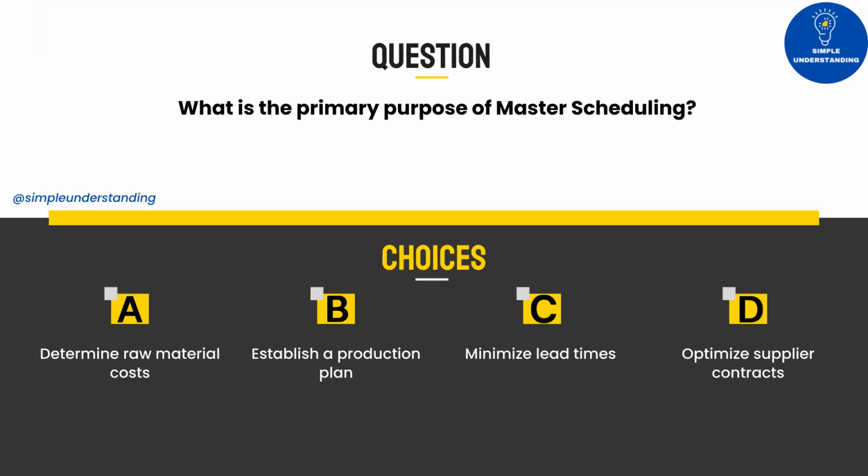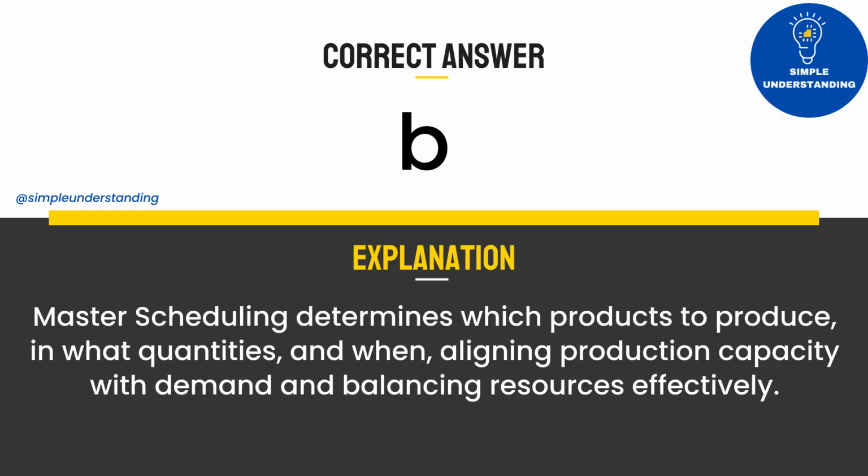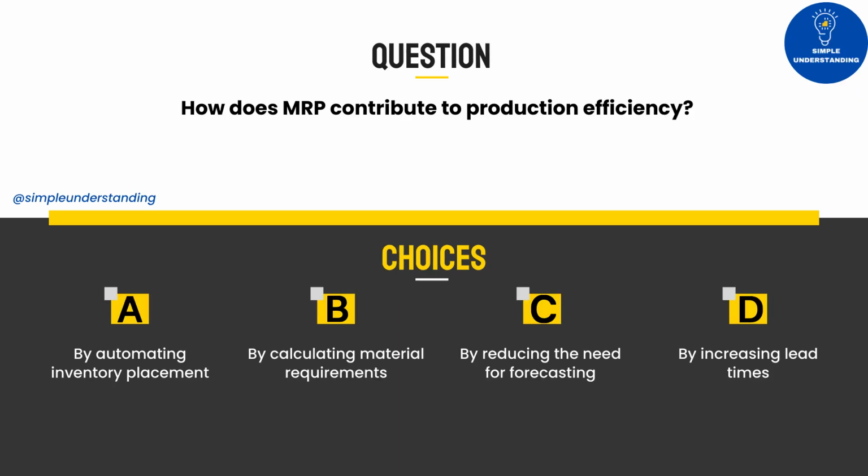1. What is the primary purpose of master scheduling? A. Determine raw material costs. B. Establish a production plan. C. Minimize lead times. D. Optimize supplier contracts. Answer B. Explanation. Master scheduling determines which products to produce, in what quantities, and when, aligning production capacity with demand and balancing resources effectively.